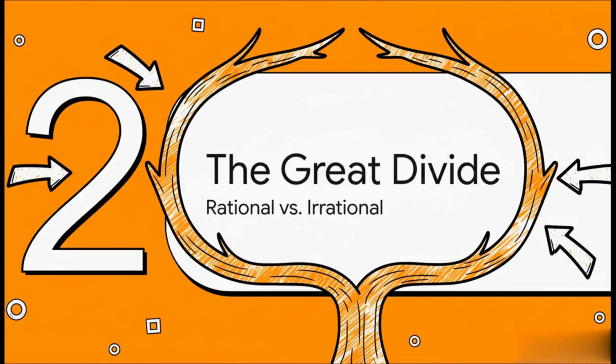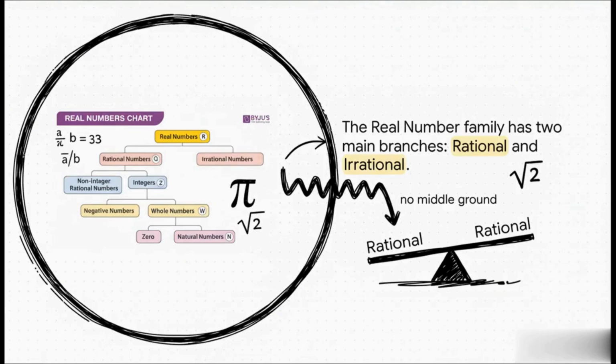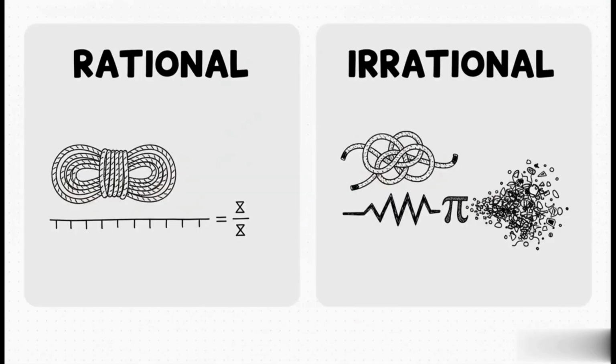And right away, that main trunk splits into two huge, fundamentally different branches. This is the first, and honestly, the most important distinction in the entire system. Every single real number has to pick a side here. It's either rational or it's irrational. There is no in between. So, what's the difference? Well, it really all comes down to whether a number is, let's say, tidy or wild.